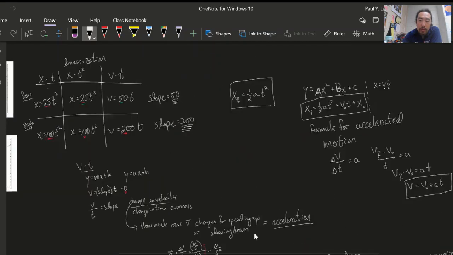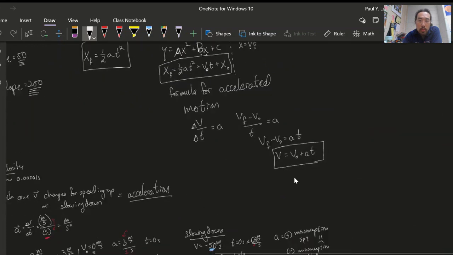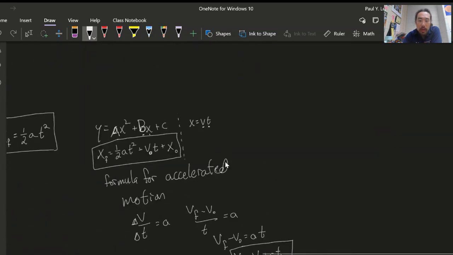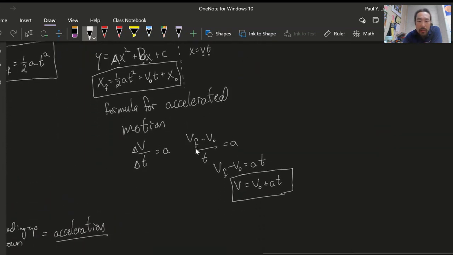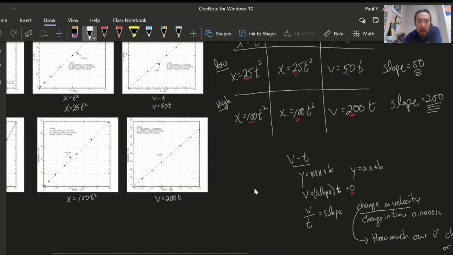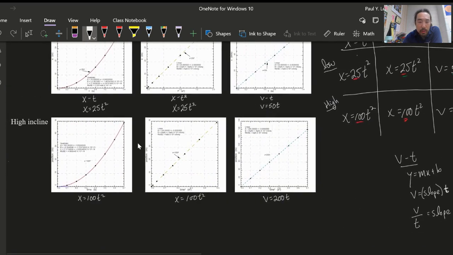Now that we have our two major formulas, we have xf is equal to 1/2 at squared plus v initial t plus xo, and we have v is equal to v initial plus at. Now we can go over the big main idea of graphical analysis.